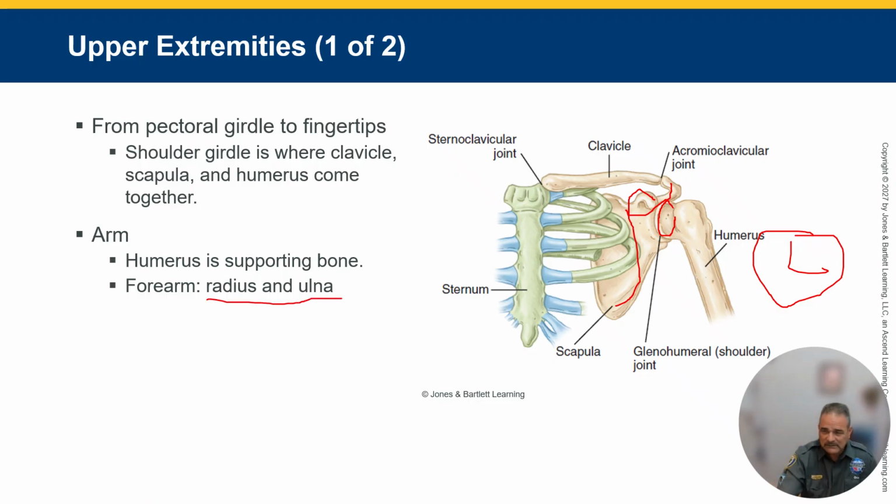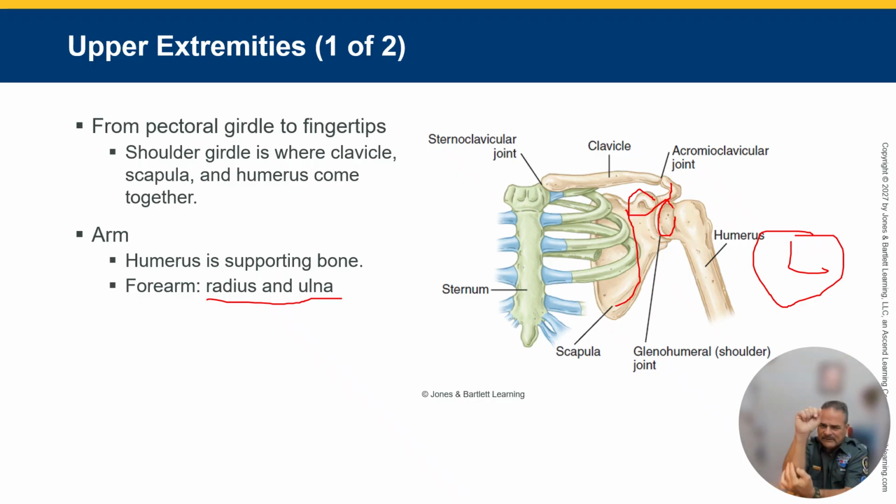radius and the ulna. Let's always remember one thing. I'm holding my arm up now. This is my right arm. The radius is always where the pulse is. This is your radial pulse, and it allows for this movement. The ulna is to the outside.